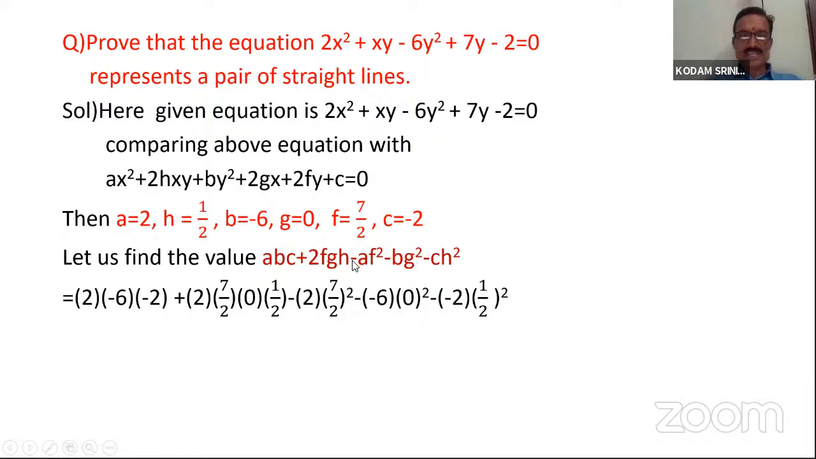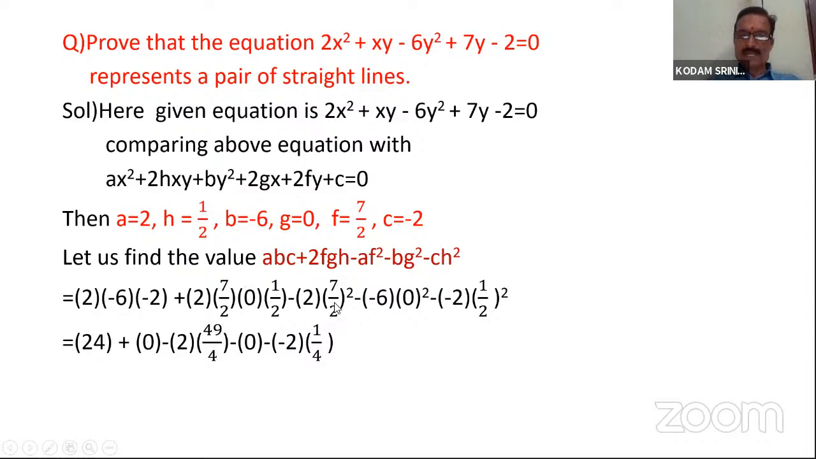Next, minus a square minus AF equals 7 by 2 whole square. AF square minus BG square minus B equals minus 6. G square, 0 square minus, that is minus 2. C equals minus 2. CH square, 1 by 2 whole square. After simplification, we will have 2 into 6 minus 12, minus 12 into minus 2 plus 24. That is plus 24. Here, this second term will be 0.